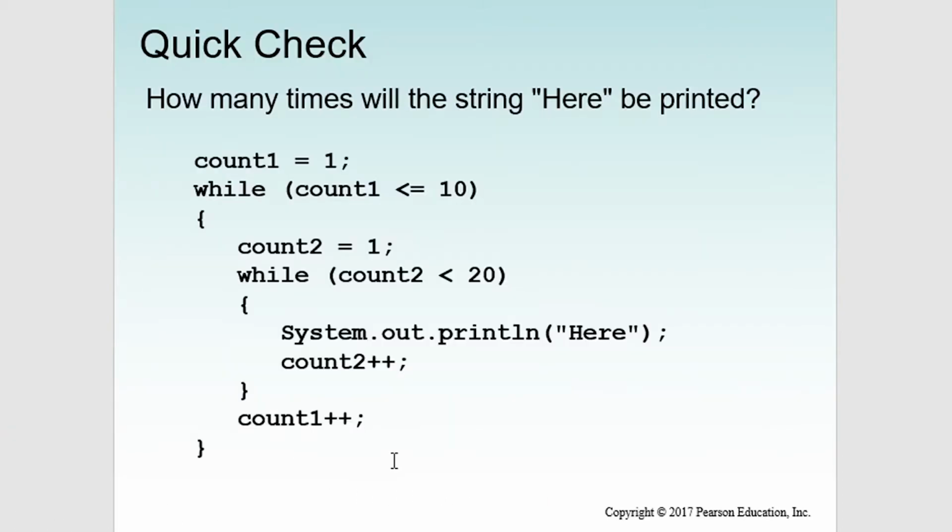So quick check. How many times will the string here be printed? You have two loops here. Count 1 is equal to 1. While count 1 is less than or equal to 10, you're going to increment count 1. So that means this outer loop is going to execute 10 times.